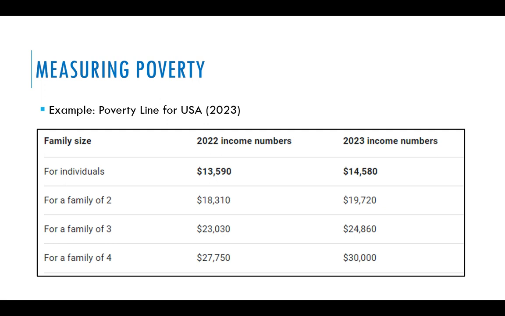So if you're just one individual, let's look at the 2023 numbers on the right. We say you need $14,580 to meet your basic needs. If you are below that, you are in poverty. But look what happens for a family of four. $30,000. Obviously, we have to adjust it. You've got more mouths to feed. You need a little bit bigger house or apartment. So this is what we mean by absolute poverty. And it's easy to measure because we can simply say, do you fall above it? Do you fall below it? If you fall below it, you are by definition in poverty.